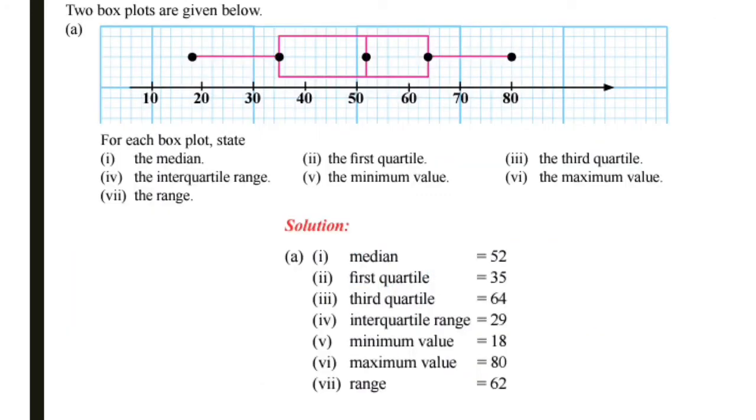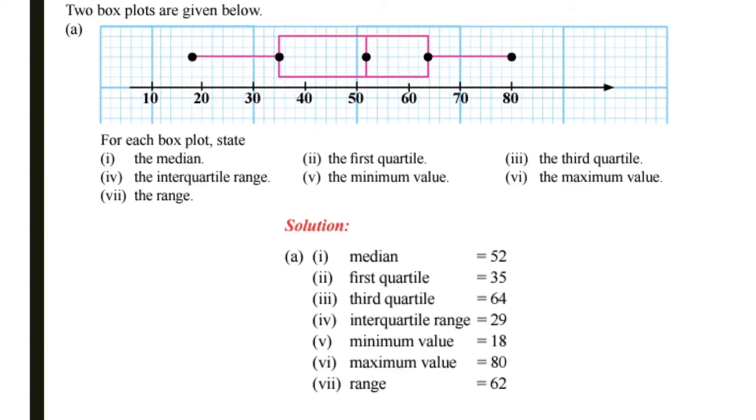Okay, students, let's determine the median for the box plot. Okay, median is the data at the middle, 52. Okay, to the left of the median is the first quartile, which is 35. And to the right of the median is the third quartile, 64. Interquartile range is you take third quartile minus first quartile, which is 29.